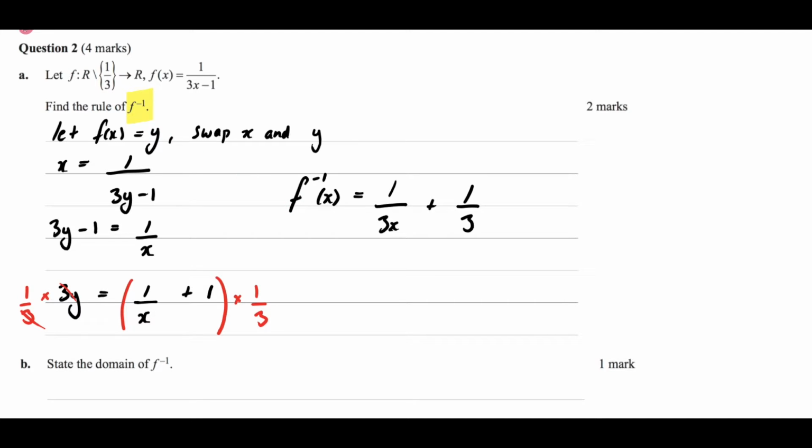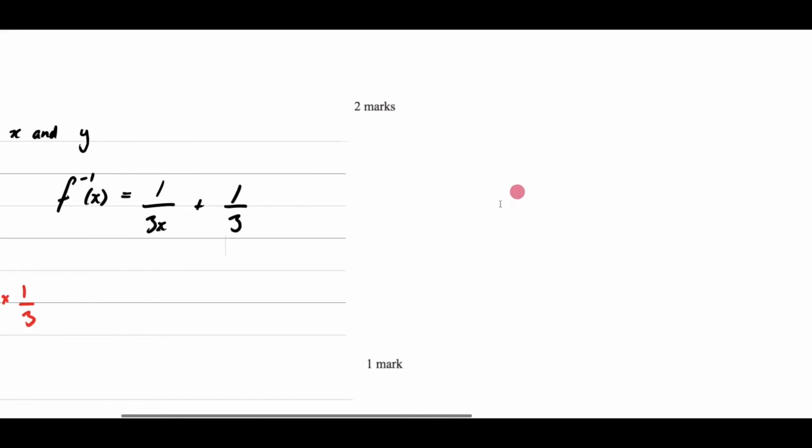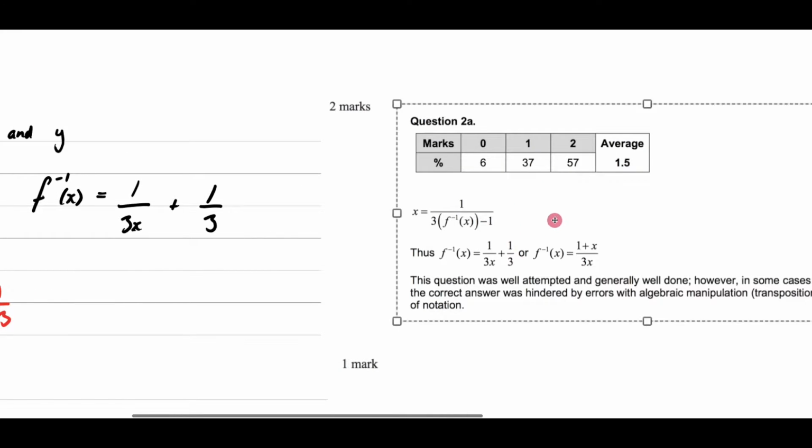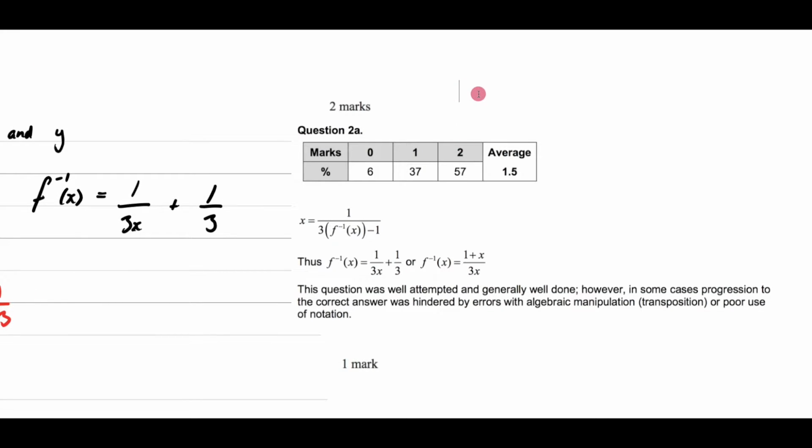Let's now read the examination report and see where the state went wrong when they were trying to answer this. So as you can see, this was worth 2 marks, and 57% of the state got the full 2 marks. Similar working was used. They simply didn't change the f of x into y, but the same working was there. You can see our answer right there, and there's an alternative way to write it.